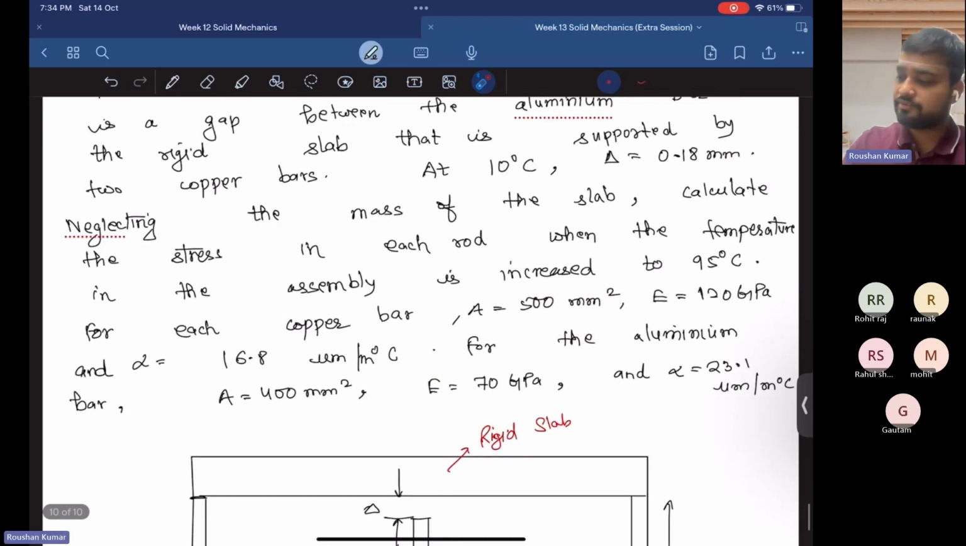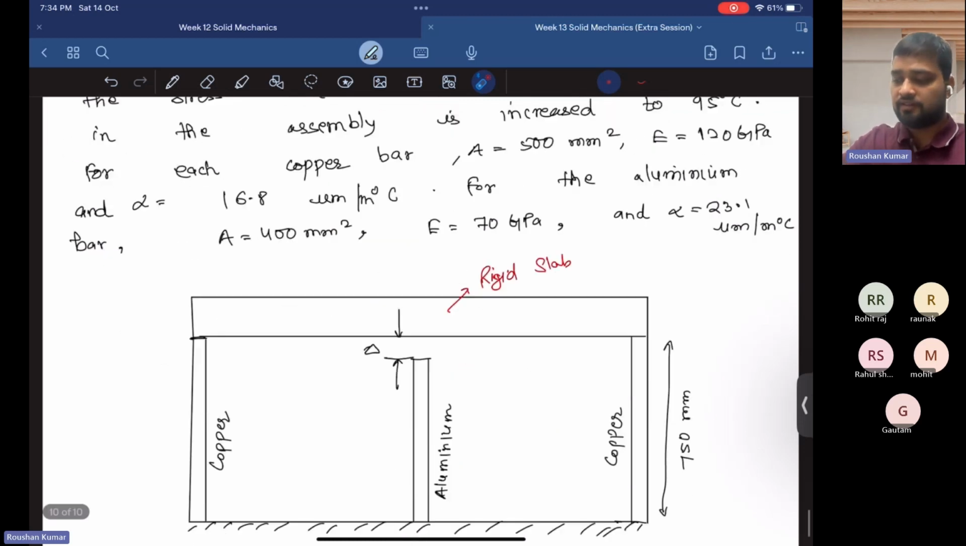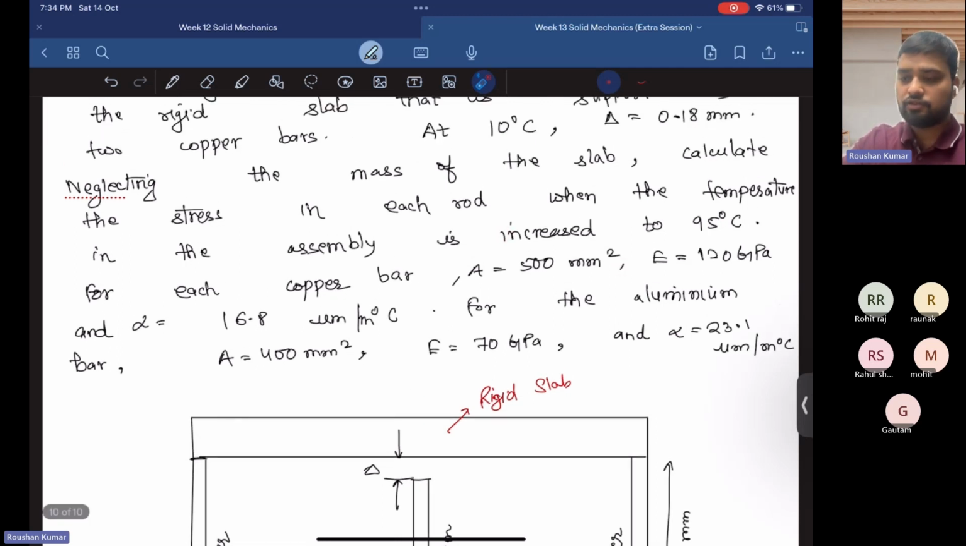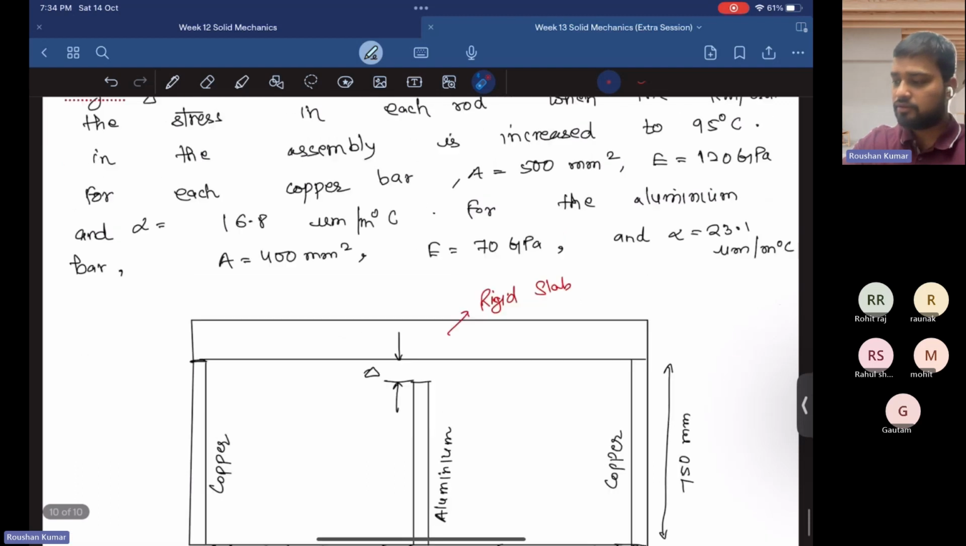Now the question again is: neglecting the mass of the slab, calculate the stress in each rod when the temperature in the assembly is increased to 95 degrees Celsius. Initially it is kept at 10 degrees Celsius. When the temperature is increased, the aluminum rod is stretched and it will create some stress in the rigid slab. So we have to find the stress in each rod, that is in the copper rod and in the aluminum rod.